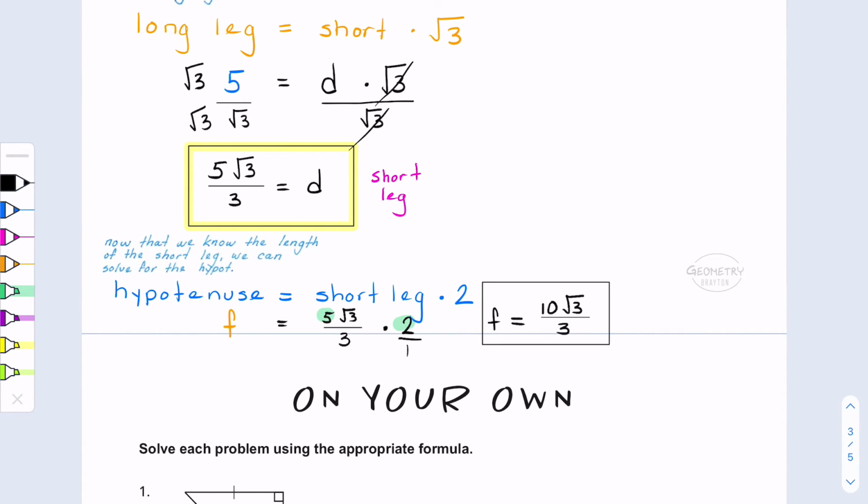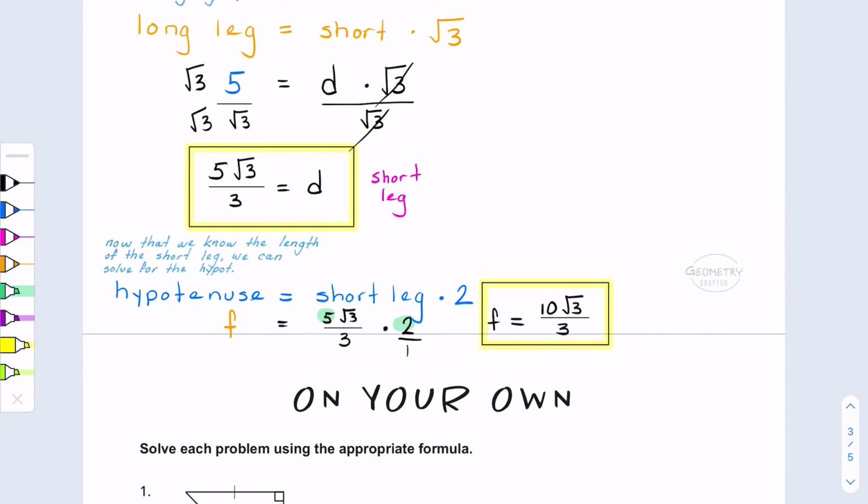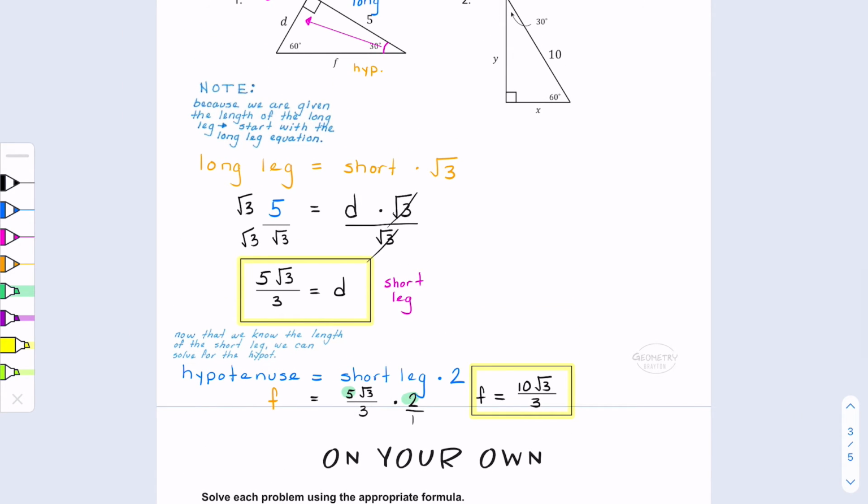You cannot divide out that common term of 3 because it's not technically a common term. One of them is a square root, one of them is not. So you can only divide or multiply when you have common terms.